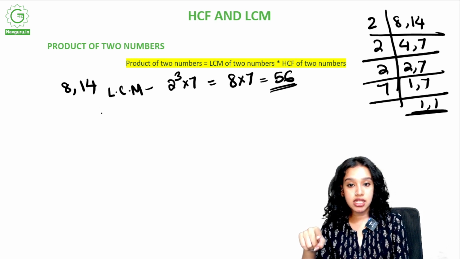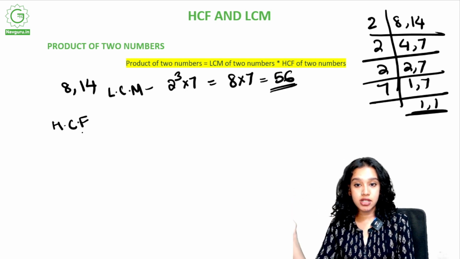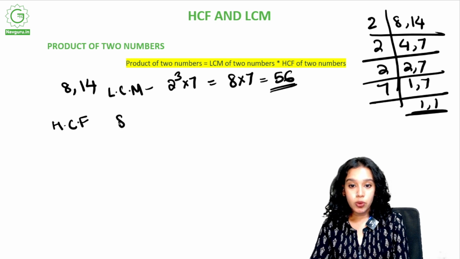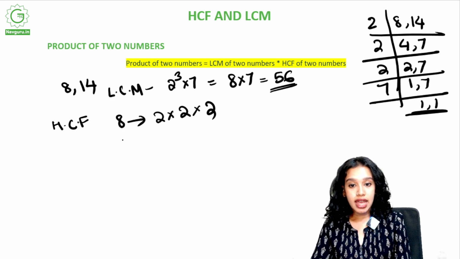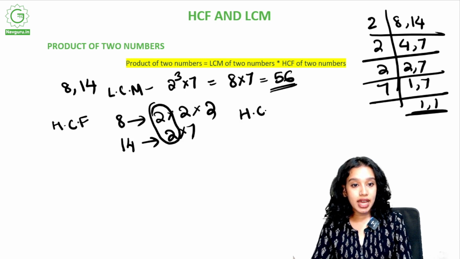And let's find the HCF of these numbers. To find the HCF, either we could do the multiples or the prime factorization method, which is easier this way. We have 8, which is written as 2 into 2 into 2, and 14, which could be written as 2 into 7. So 2 is the highest common factor here. So HCF would be equal to 2.